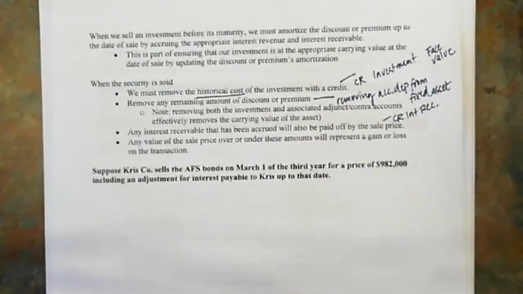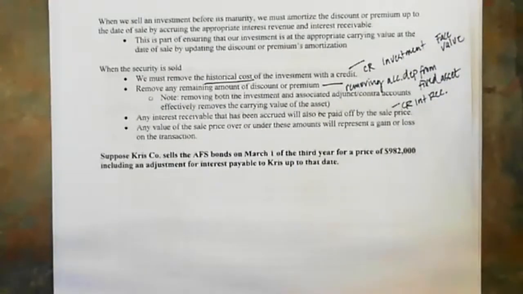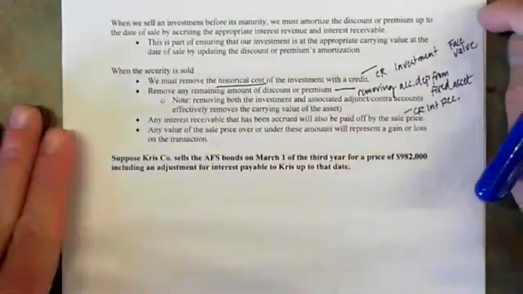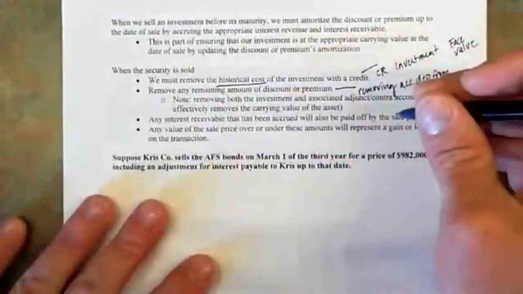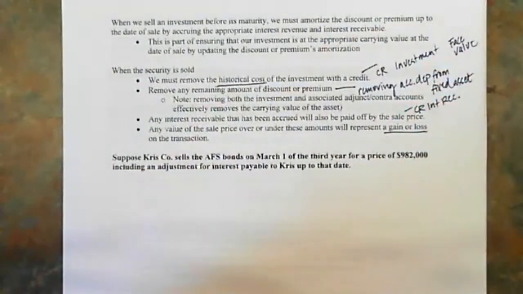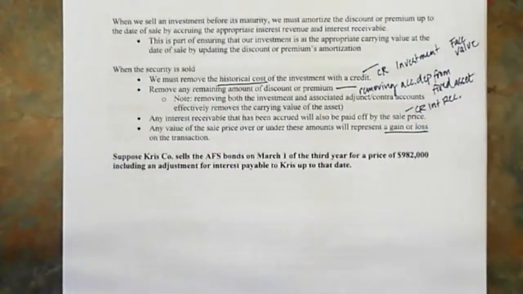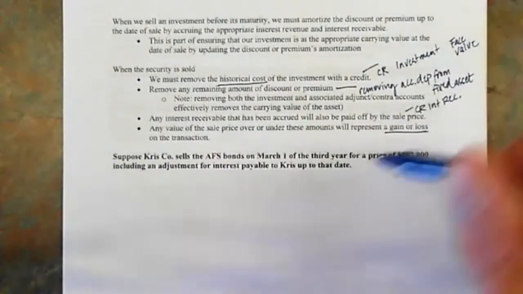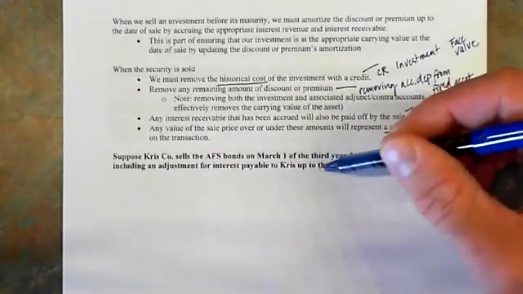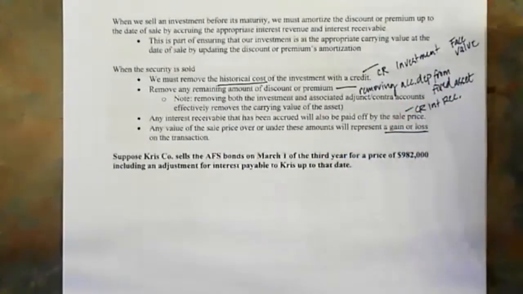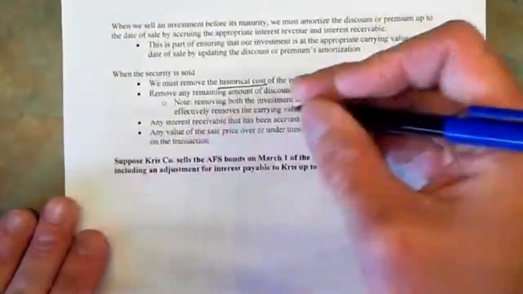And then any value of the sell price, that is the cash, over or under these amounts will represent our gain or loss. So that's the final item, the gain or loss on the sale. And of course, the cash is the sell price. We would record the cash as well. So suppose that Crisco sells these AFS bonds on March 1st of the third year for a price of $982,000, and that includes an adjustment for interest payable up to Crisco to that date. The first thing we want to do is figure out how much interest Crisco is due.